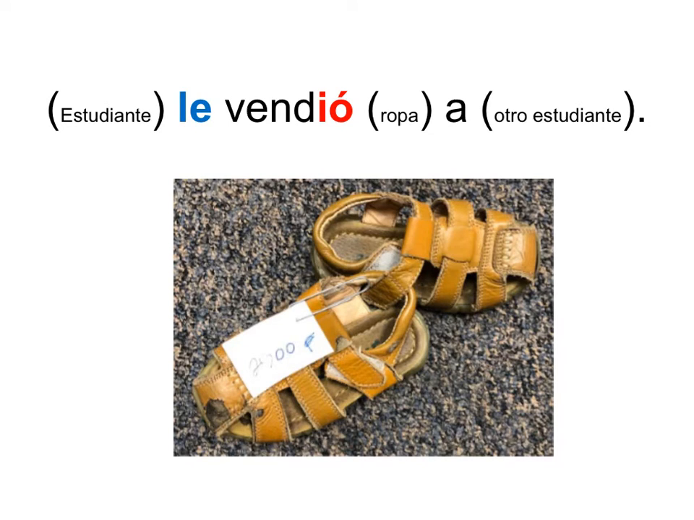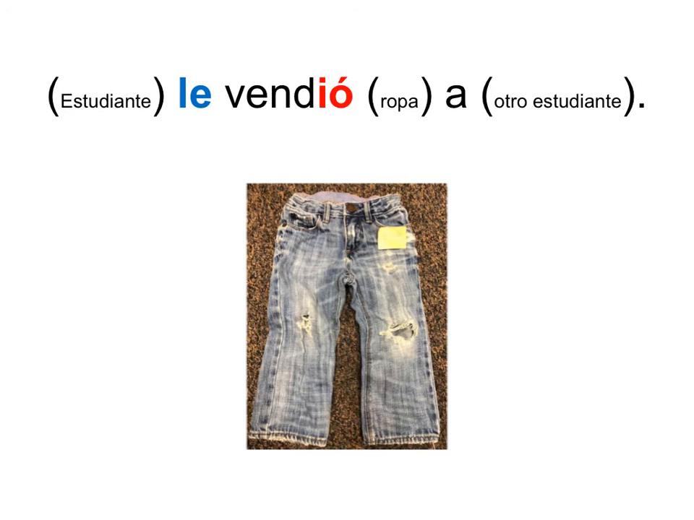Step 1, verbo. Verbo es vendió. Sujeto. Step 2, the subject. Sujeto. Morgan. Muy bien. Objeto directo. What's the direct object? Sandalias. Objeto indirecto. Ethan. A personal. No? And then that's like frase preposicional. Okay.